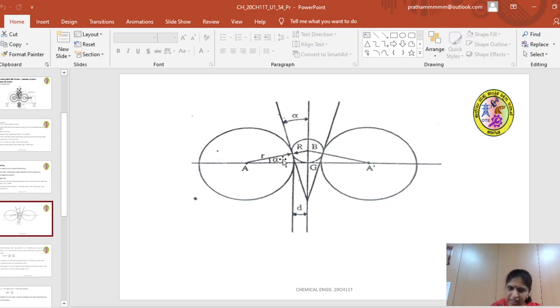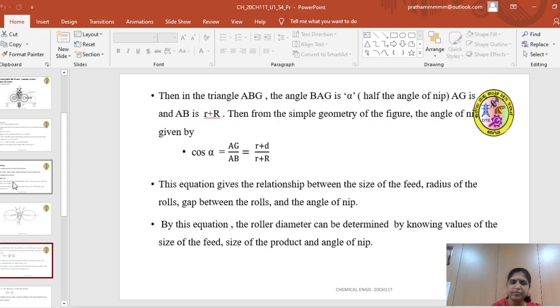ಇಲ್ಲಿ ನಾವು ಪಾರ್ಟಿಕಲ್ಸ್ ಕ್ರಶ್ ಮಾಡ್ತೀವಿ. ಸೊ ನಾವು ರೋಲ್ ಫೇಸಸ್ಗೆ ಎರಡು ಟ್ಯಾಂಜೆಂಟ್ ಎಳೆದಾಗ ಏನು ಆ್ಯಂಗಲ್ ಫಾರ್ಮ್ ಆಗುತ್ತೆ, ಆ ಆ್ಯಂಗಲ್ನ ನಾವು ಆ್ಯಂಗಲ್ ಆಫ್ ನಿಪ್ ಅಂತ ಕರಿತೀವಿ.